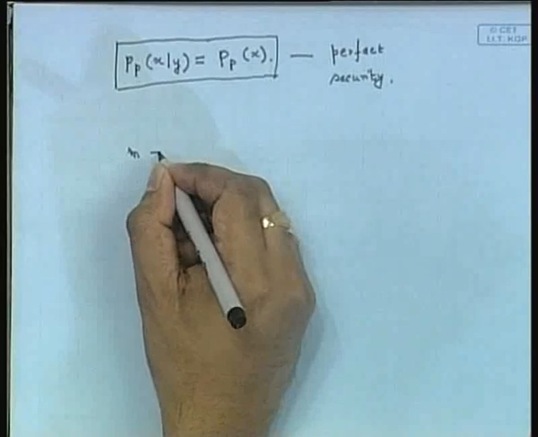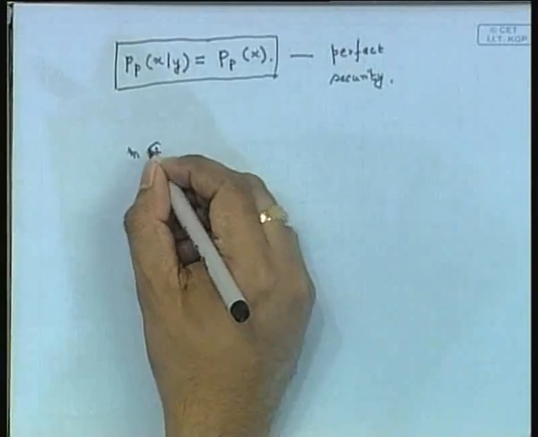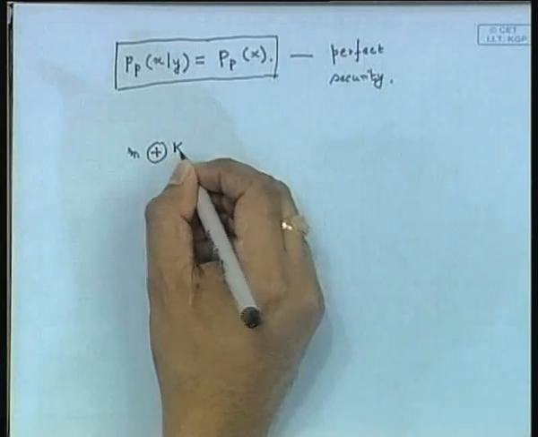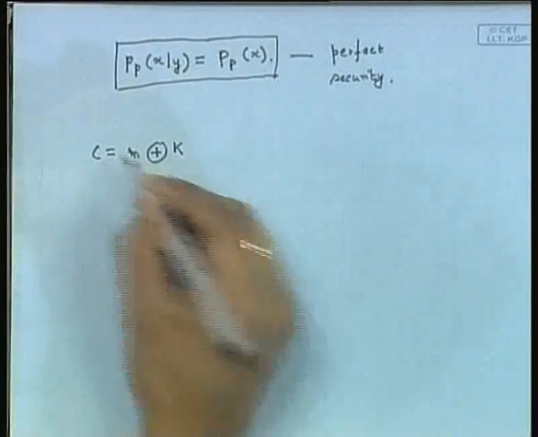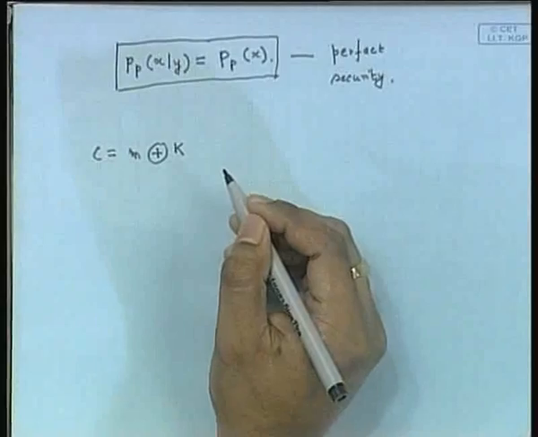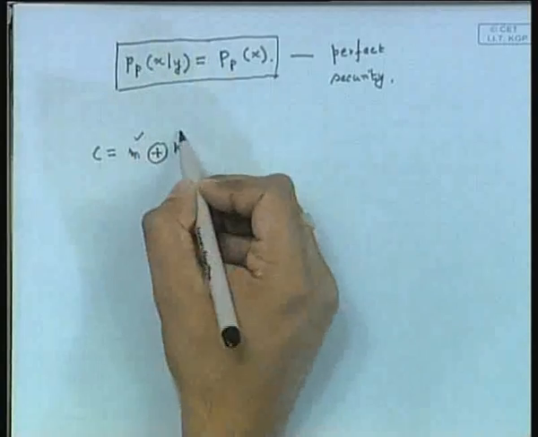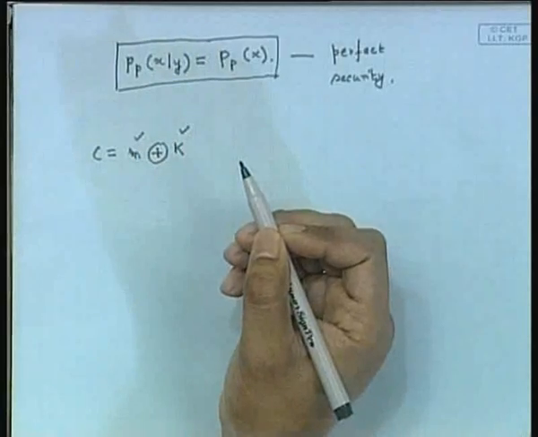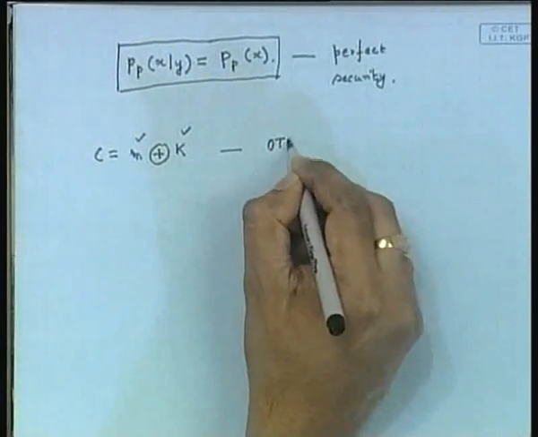Consider a scenario like this. Suppose you have M XORed with the value of K, right? So this is the value of your ciphertext, that is C equal to M XOR K. What does it mean? It means that we have a corresponding plaintext and a corresponding value of K, that is the key. So this is the basic equation of a one-time pad.